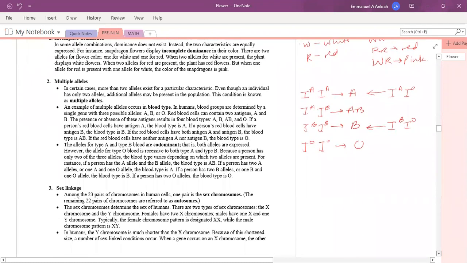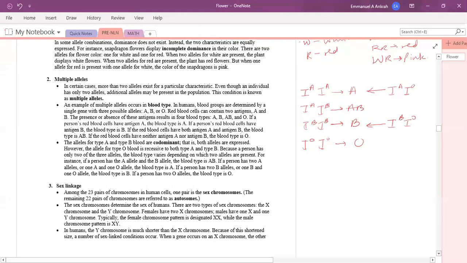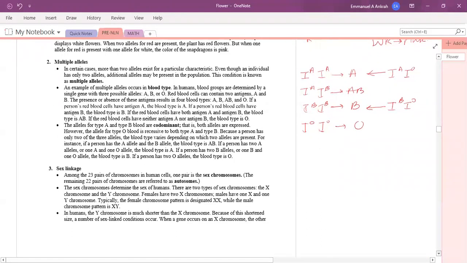And then the other special case that we should also look at is known as sex-linked inheritance. That one has to do with the X and Y chromosomes. There are some genes that are on the X chromosome. The Y chromosome hardly carries any genes.